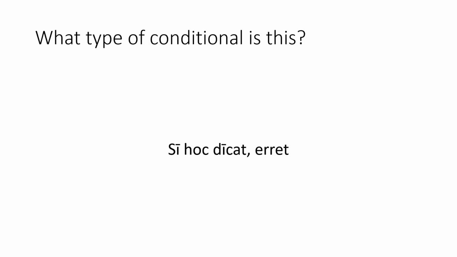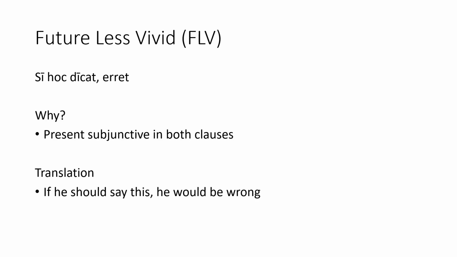What type of conditional is represented by the sentence si hoc dicat erit? If you guessed future less vivid, you were correct. Since both the verb in the protasis and the verb in the apodosis are present subjunctives, this condition has to be a future less vivid. Since this conditional is also known as the should-would conditional, it is translated as, if he should say this, he would be wrong.